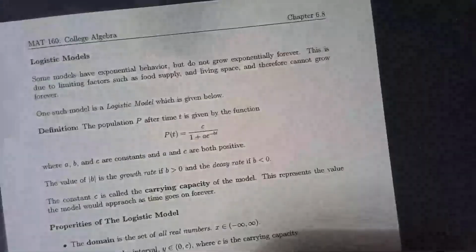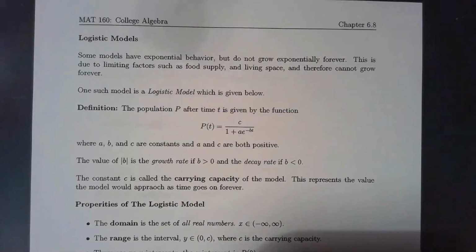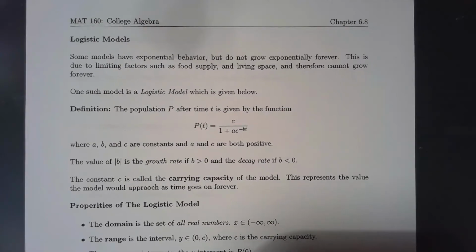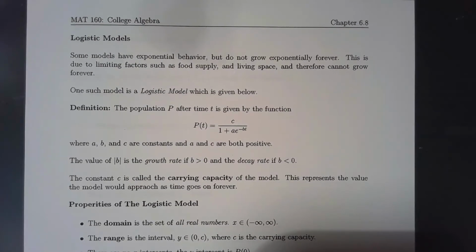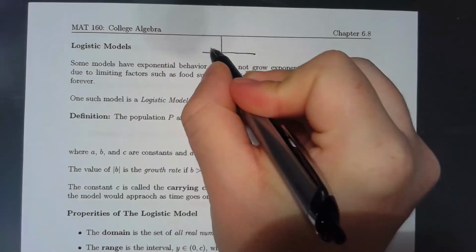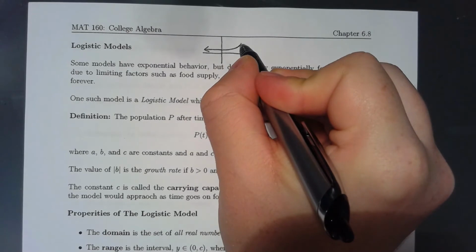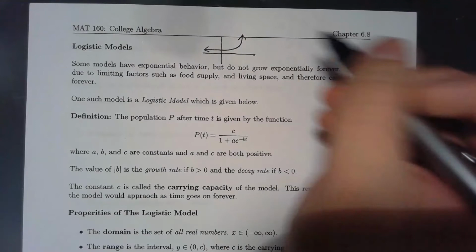The last thing we're going to look at is something that we call a logistic model. So what is a logistic model? Exponential models look like this. You know this already from the behavior of exponential models. They do something like that, right? They grow exponentially. That's exponential.